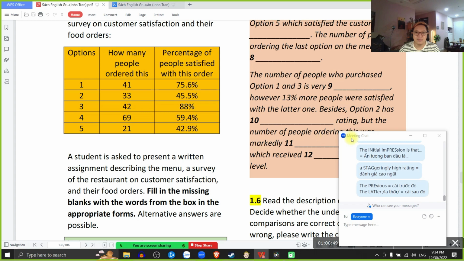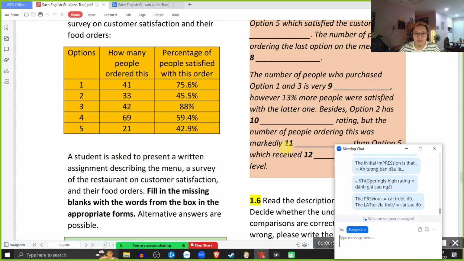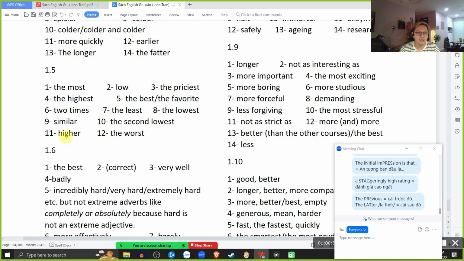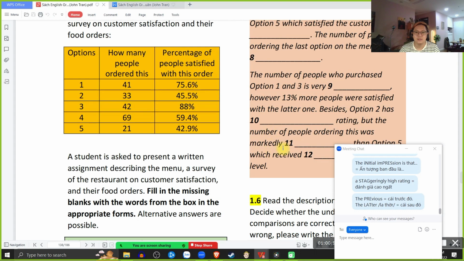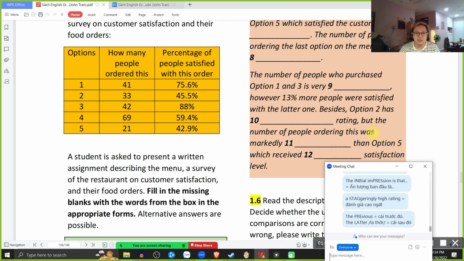But the number of people ordering this, option 2, was markedly higher than option 5. Cái số lượng người mà order cái số 2 này nó vẫn lớn hơn nhiều so với cái số 5, 21, số 33, các bạn thấy không? Nó vẫn ít hơn nhiều đó.